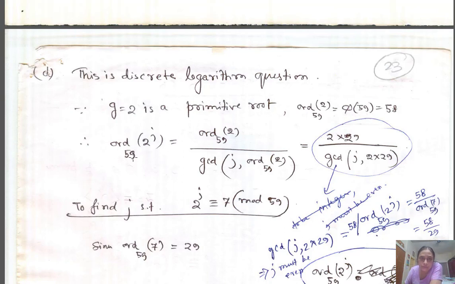So we have to find j such that this relation holds. The order of 2 to the power j modulo 59 is the order of 2 modulo 59 divided by GCD of j and the order of 2 modulo 59. Now the order of 2 modulo 59, I know this is 58, since 2 is a primitive element. That means 58, 2 into 29, and this is GCD of j comma 2 into 29.